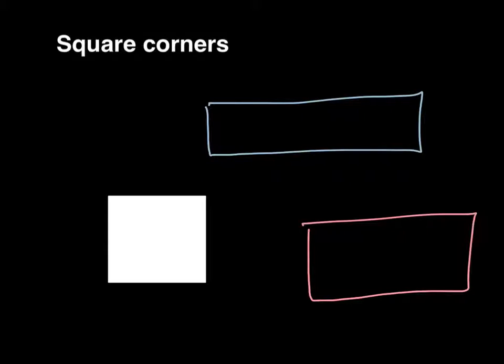The next attribute is square corners. It has a 90-degree angle on each corner. The rectangle has a 90-degree angle on all four corners, and so does the square. As you can see, all of these shapes have four sides and four corners, and they also have two pairs of parallel lines.